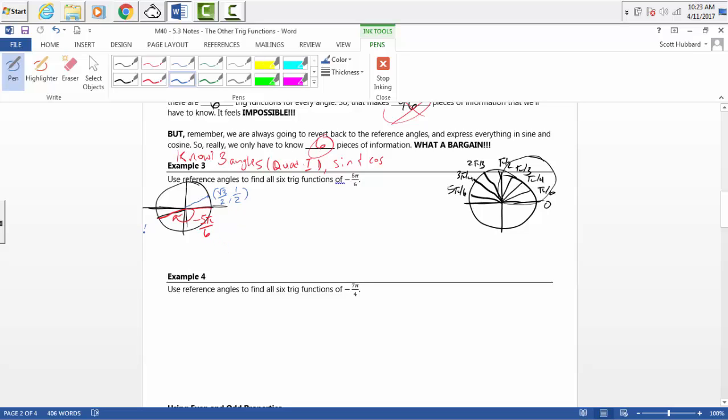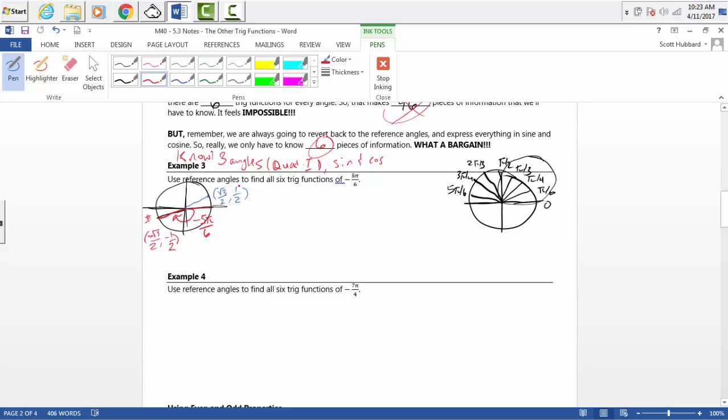Now what's cool about that is that all you have to know, let me make that in red here, is that these are going to be the same values, just off by a negative sign. In this quadrant, this is quadrant 3, the x is going to have to be negative, so it's negative root 3 over 2. And the y value is also going to be negative because they're both negative down here. So it's negative 1/2. Okay, with that information, I can now do sine, secant, cosecant, and all that.